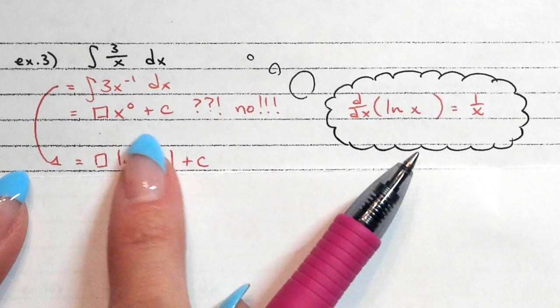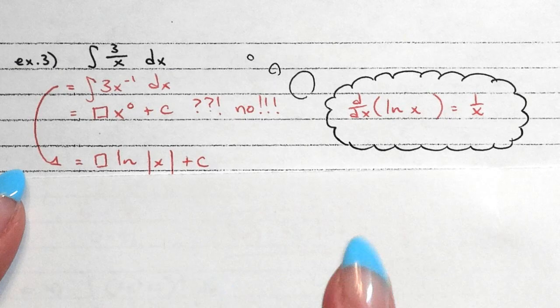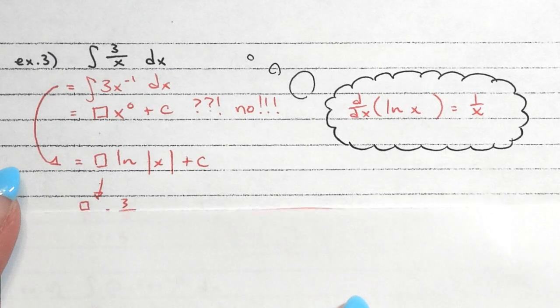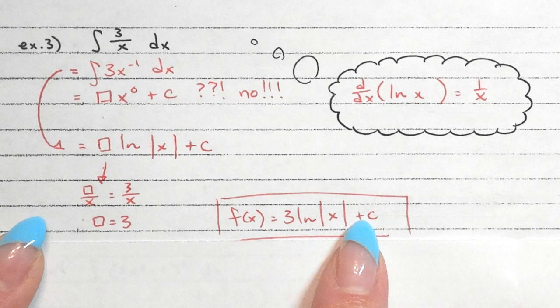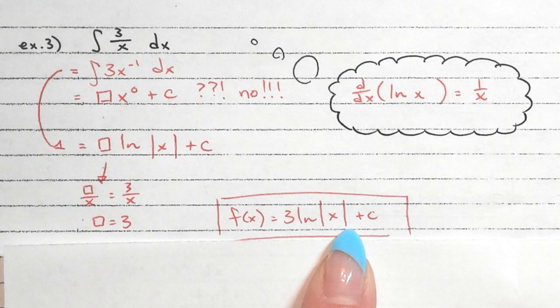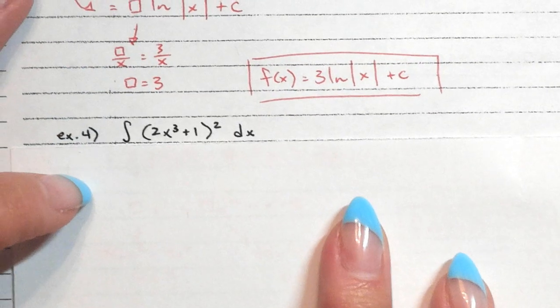You're looking for the box. Take the derivative of this. Solve for the box. Do it. And then hopefully you get 3. And then how can you check this? You find the derivative and then you'll get that. Okay? Okay.